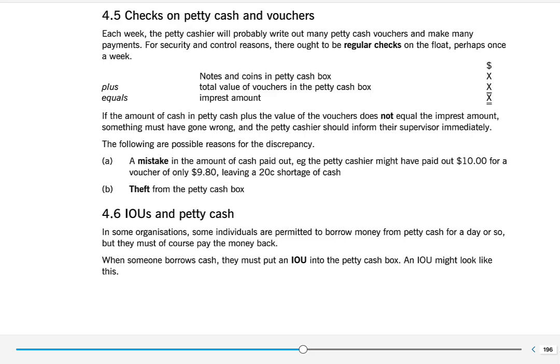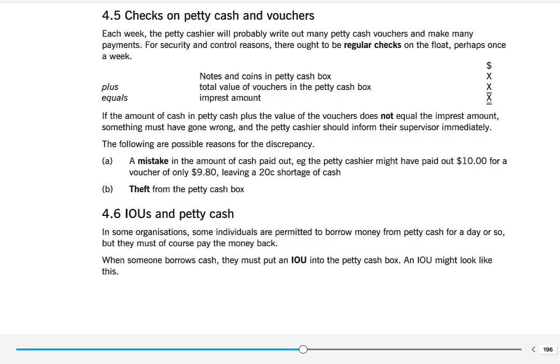In petty cash, payments happen many times each week. For example, small payments like tea, coffee, milk, bus fares, stationery, postage stamps, small repairs, small travel expenses. Because many payments happen, it is easy for mistakes to happen too. So we must do regular checks. A check means we stop and we compare the money and the paperwork. We check if everything matches correctly.